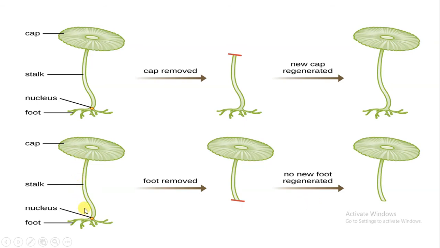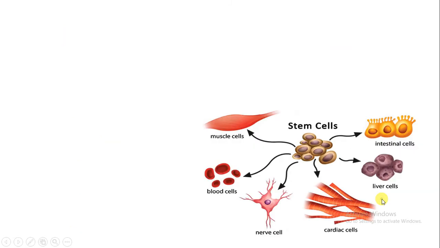But in the second experiment, the foot is removed. As we know, the nucleus controls all the vital activities, and if the foot is removed along with the nucleus, the remaining part is the stalk and the cap. There will be no regeneration of the foot because the nucleus was removed along with the foot. So no vital activities will take place, because of the absence of the nucleus.